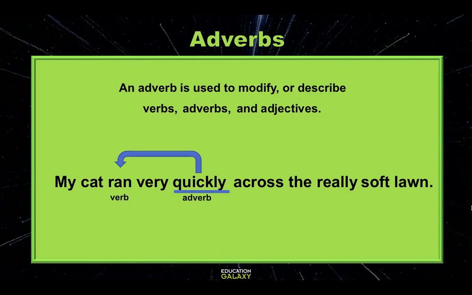So just to review, remember that we have adverbs that describe verbs, like quickly. How did the cat run? Quickly. We have adverbs that describe other adverbs. How quickly did the cat run? Very quickly. And we have adverbs that describe adjectives. How soft was the lawn? Really soft.